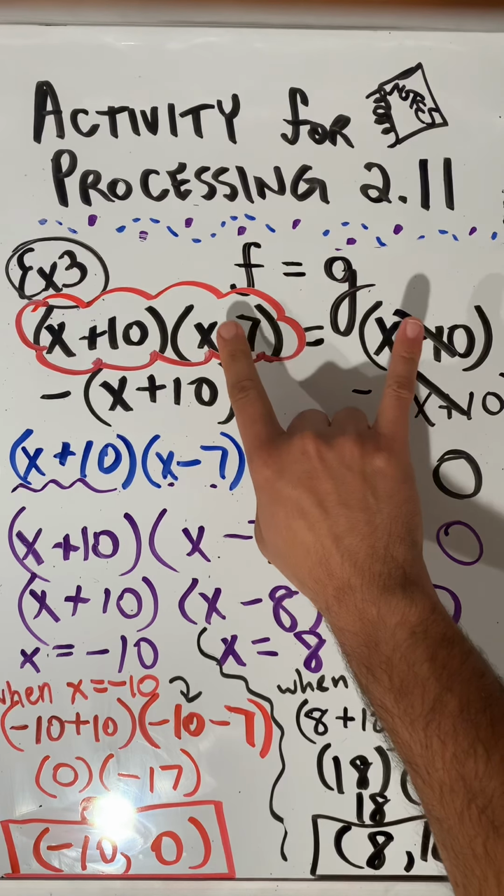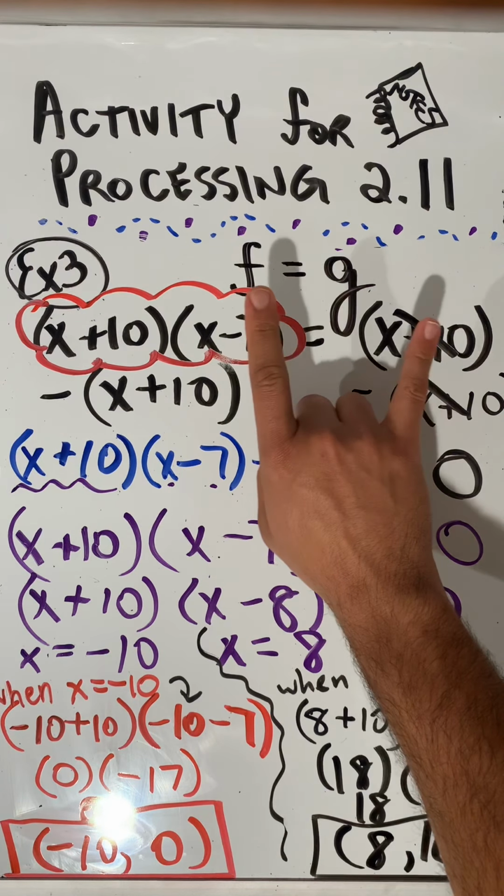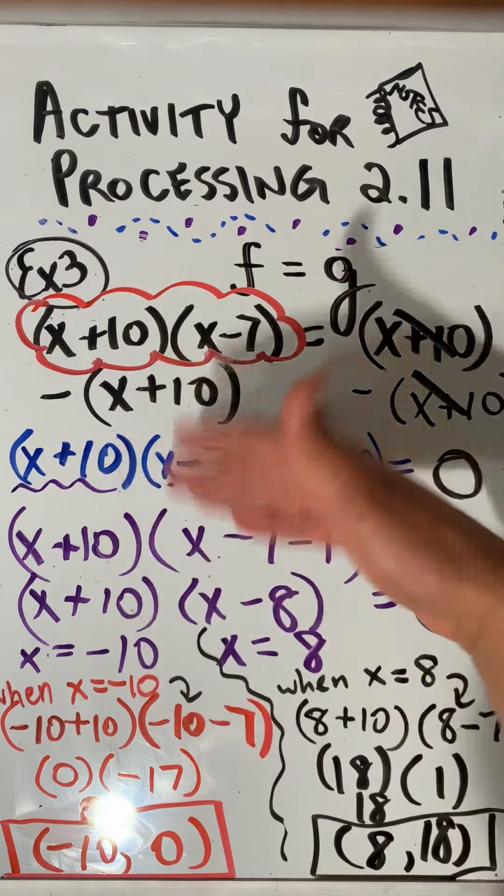Plug this equation into Desmos. Plug this equation too, because you can put as many equations as you want into Desmos, and I'll show you how again. Put this into Desmos, and then click on the intersection points, and these should be it.